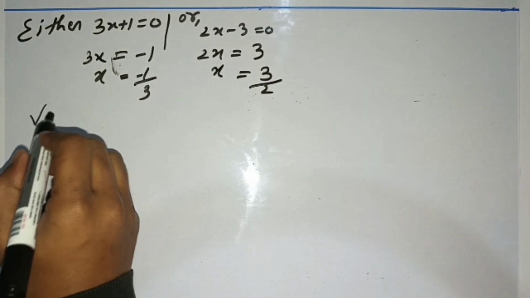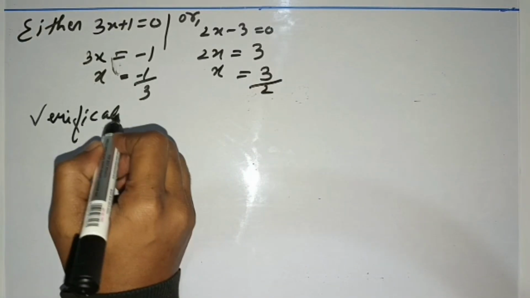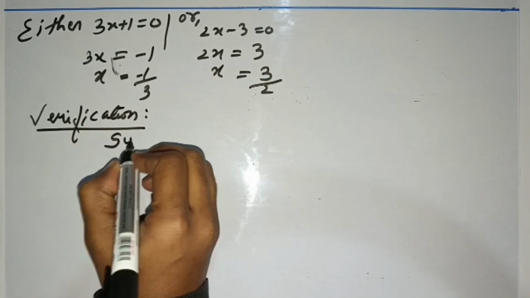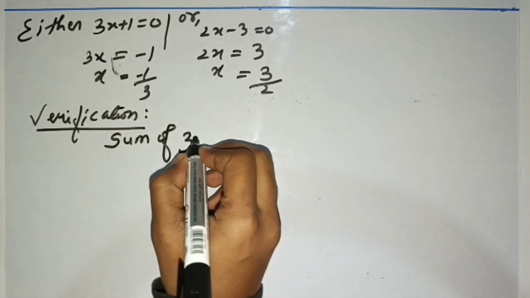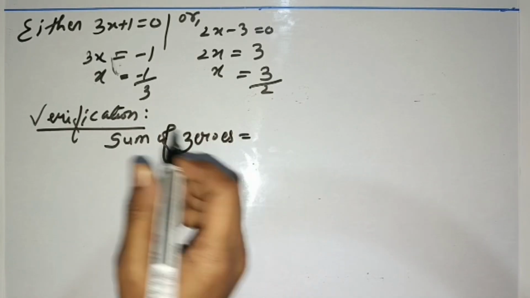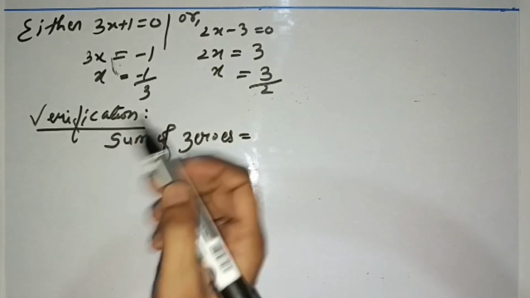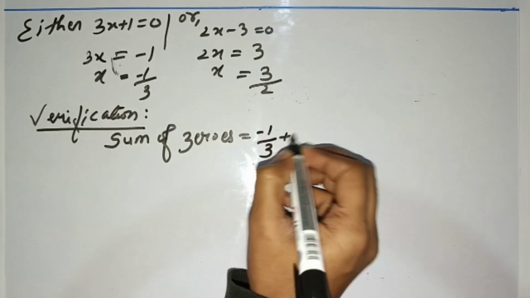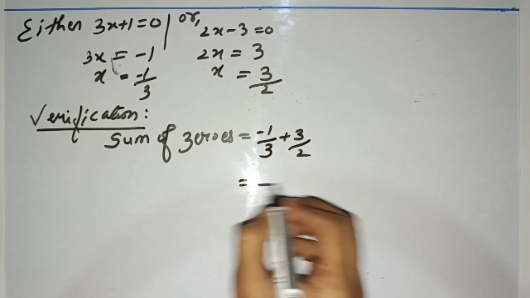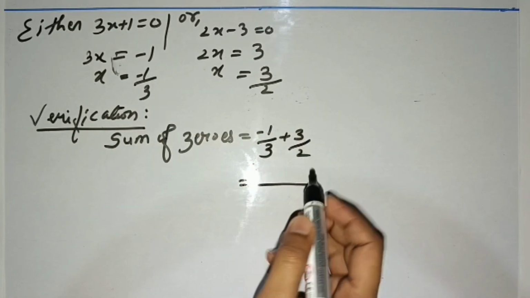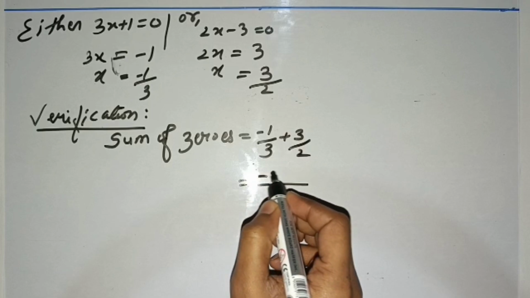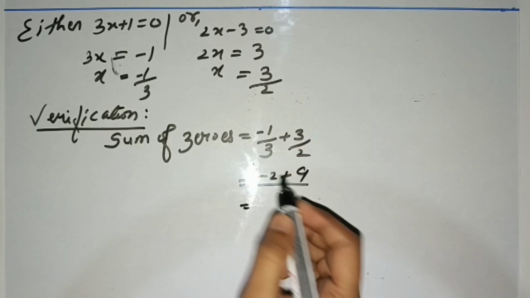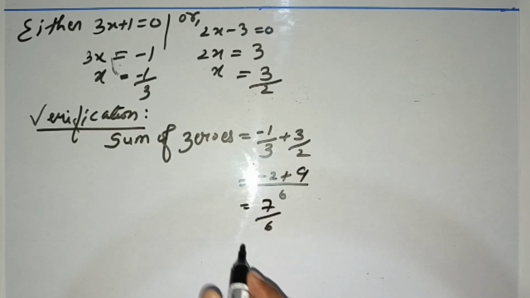Now we have to do verification also. For verification, sum of zeros. These are two zeros, so sum means we have to add. So minus 1 by 3 plus 3 by 2. If we add this, the LCM of 3 and 2 will be 6. Here it will be minus 2 and here 9. So 9 minus 2 will be 7 by 6.